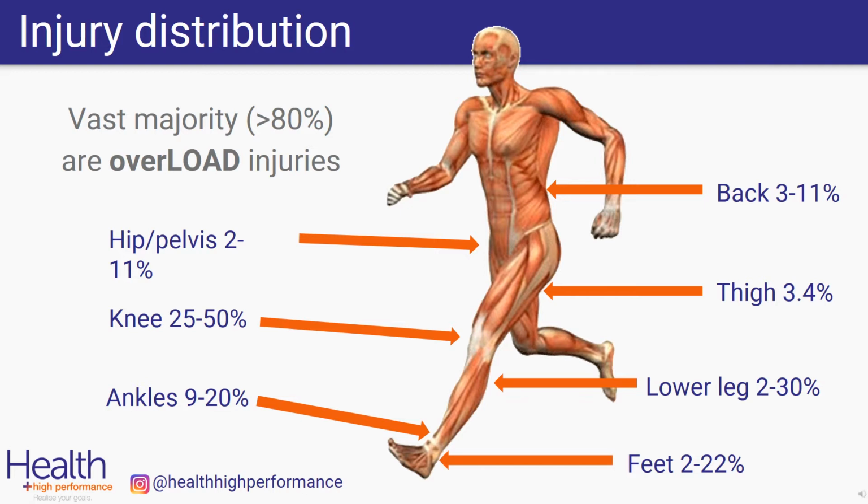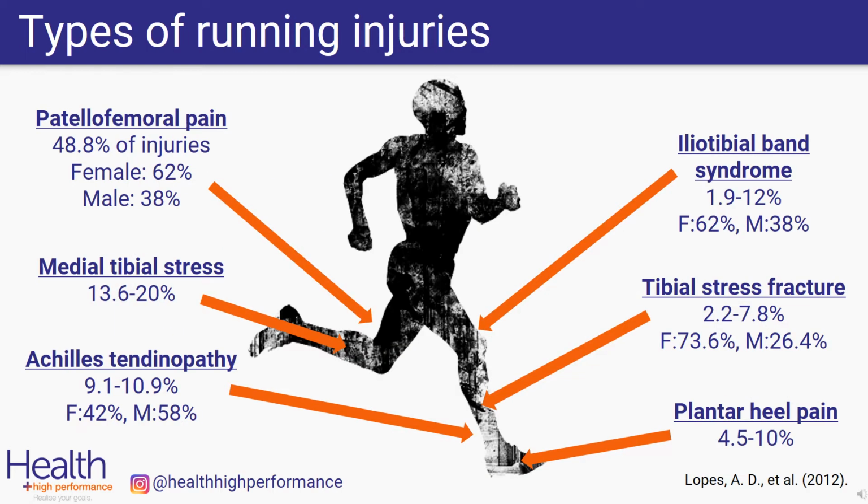80% of running injuries are overuse, and 75% of these occur below the knee, with the most common injury site being at the knee, followed by the feet, ankles, lower leg and shin, and then with some scattered around the back, hip, pelvis and groin. Earning the name runner's knee, the most common running injury is patellofemoral pain and represents almost half of all running injuries, with females being more prone. Other common injuries include bone stress injuries such as medial tibial stress syndrome and tibial stress fracture, and tendon injuries including plantar heel pain and Achilles tendinopathy.